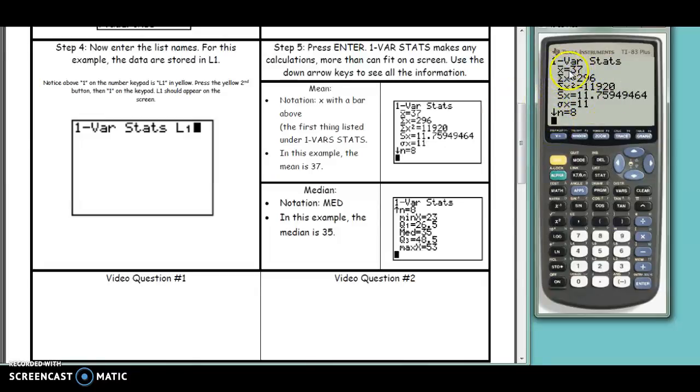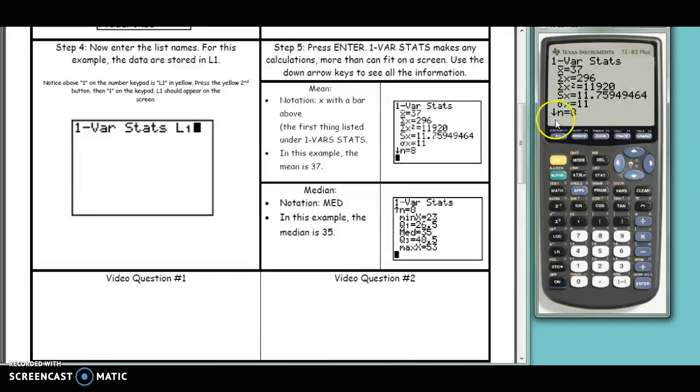This x-bar notation, this is the mean. That's the first thing that's listed under one-variable stats, and for our example the mean is 37. We don't really need to worry about the summation of x or the summation of x squared. And then later on in the unit, we're going to look at these two, their standard deviation. The n tells me that I have 8 points in my data set.